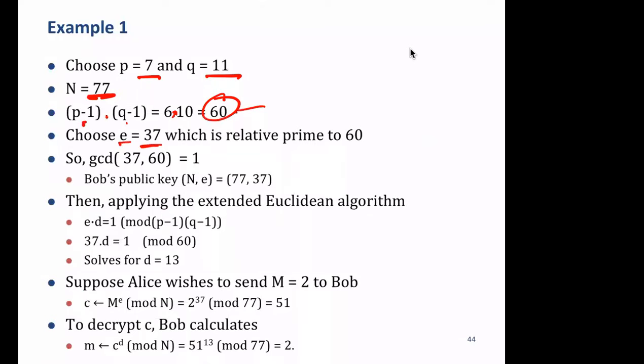E is chosen to be 37, which is relatively prime to 60, such that the GCD, greatest common divisor, of 37 and 60 is 1. So now Bob can form a public key of 77 and 37, this N and this E. Now Bob has to find his own private key from this.